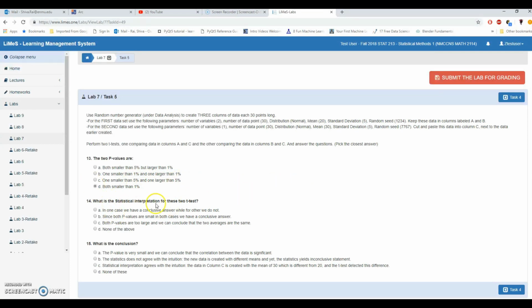What is the statistical interpretation for these two t-tests? In one case we have conclusive answer, while for, no. Since both p-values are small in both cases, we have a conclusive answer, yes. Okay, so B is the conclusive answer, so that's fine. What is the conclusion? The p-value is very small and we can conclude that correlation between the data is significant.